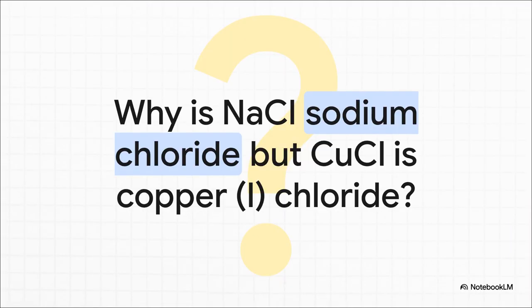Take a look at these two formulas, NaCl and CuCl. I mean, they look almost identical, right? You've got a metal and you've got chlorine. But one is just called sodium chloride, and the other one gets this weird Roman numeral, copper I chloride. What's up with that? Why the different rules? This little bit of confusion is exactly what we're going to clear up right now.